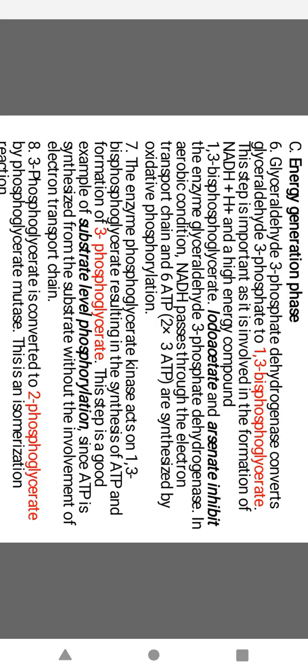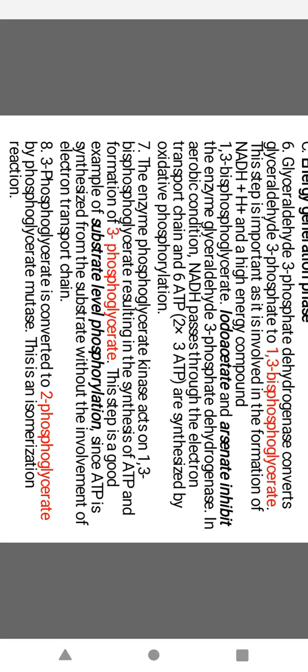Next, the enzyme phosphoglycerate kinase acts on 1,3-bisphosphoglycerate, resulting in the synthesis of ATP and the formation of 3-phosphoglycerate. This is the substrate level phosphorylation step. So ATP is synthesized in this. Then the next step, 3-phosphoglycerate is converted to 2-phosphoglycerate by phosphoglycerate mutase. This is also an isomerization step.